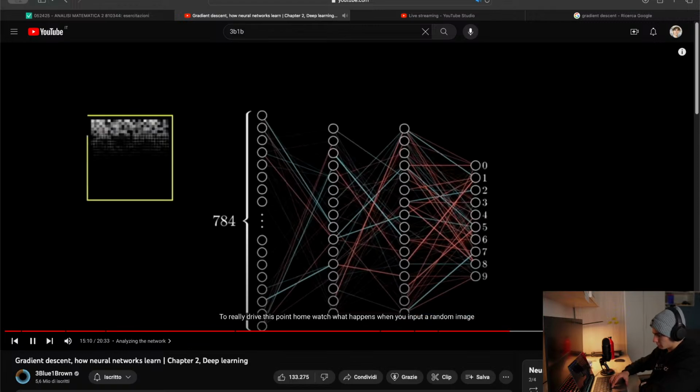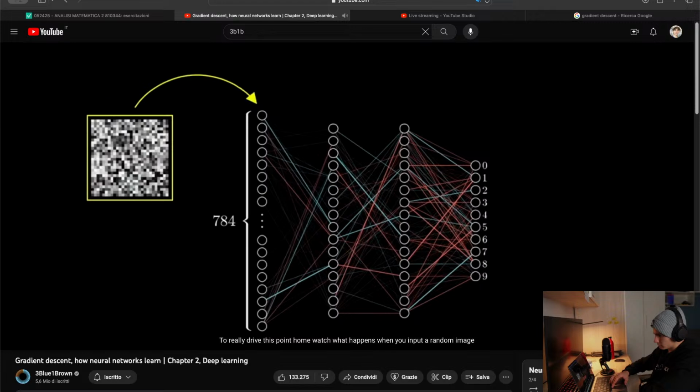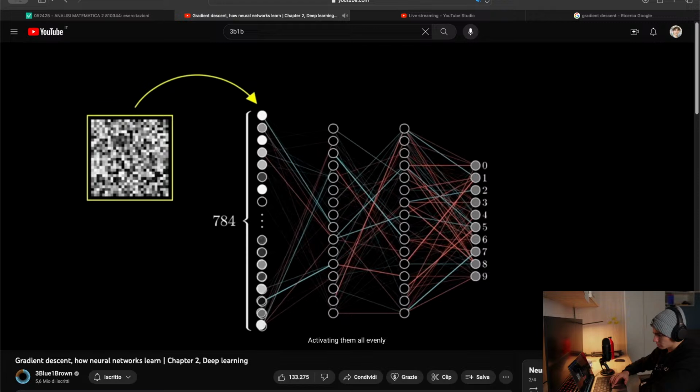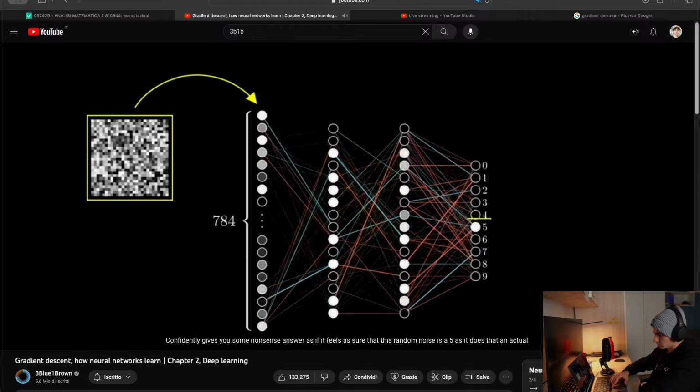And to really drive this point home, watch what happens when you input a random image. If the system was smart, you might expect it to either feel uncertain, maybe not really activating any of those 10 output neurons or activating them all evenly. But instead, it confidently gives you some nonsense answer.